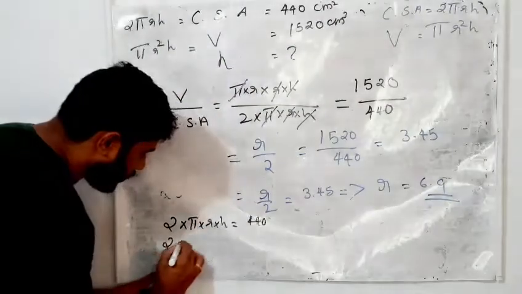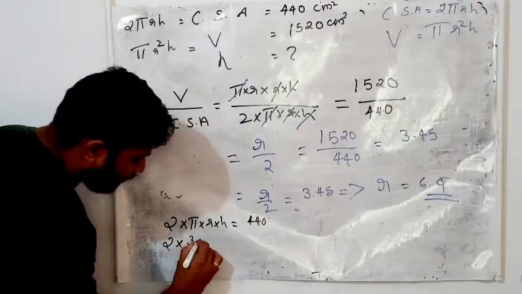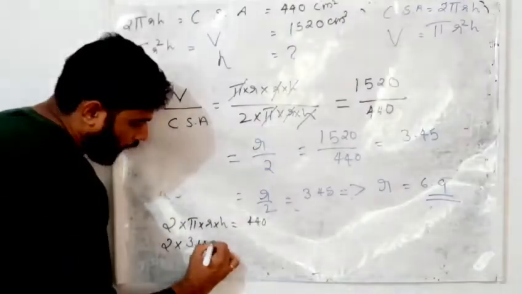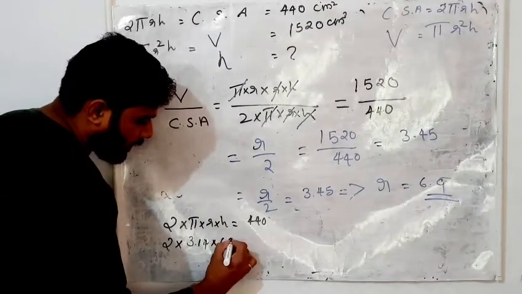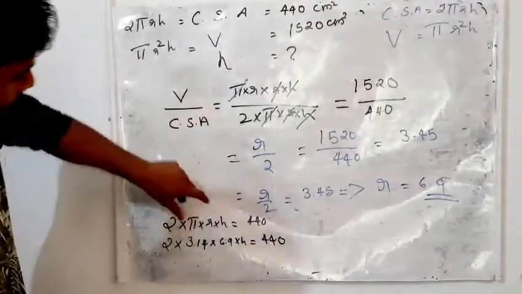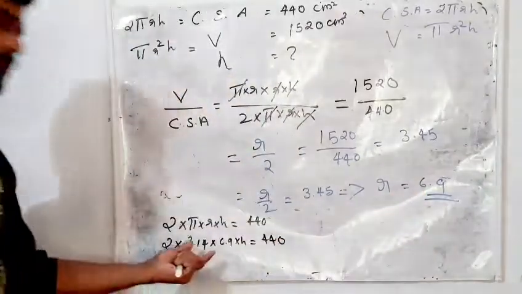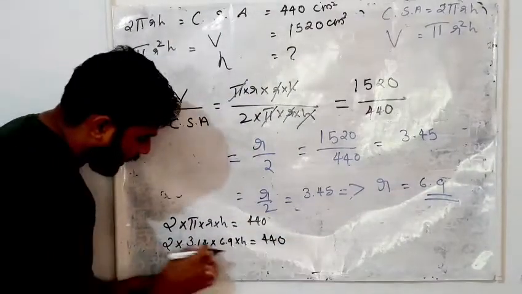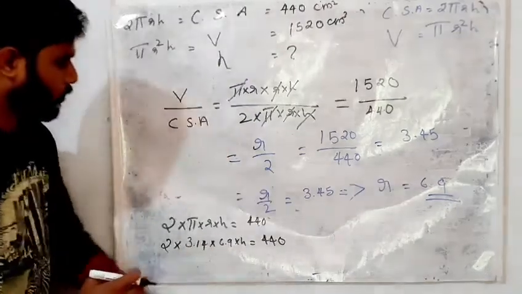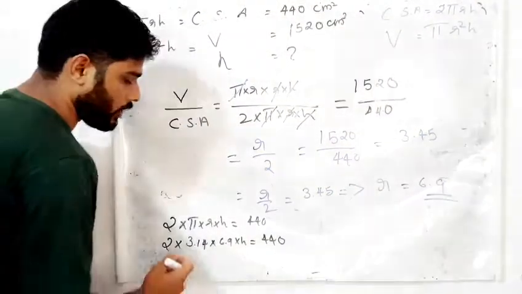Pi value, 2 into, we are taking 3.14. 3.14 into the r value, how much? 6.9 into h, which is equal to 440. So we are applying this r value here. Now we can multiply 2 into 3.14 into 6.9, or we can do one thing.